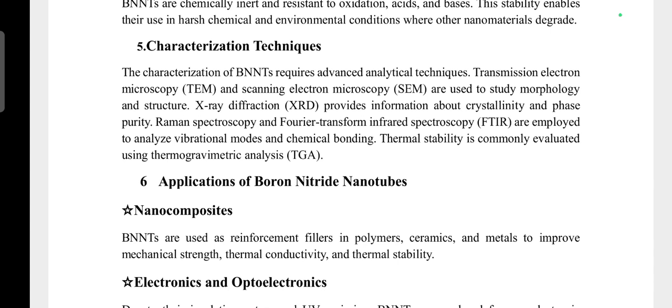The characterization of boron nitride nanotubes requires advanced analytical techniques. Transmission electron microscopy and scanning electron microscopy are used to study morphology and structure. X-ray diffraction provides information about crystallinity and phase purity. Raman spectroscopy and Fourier transform infrared spectroscopy are employed to analyze vibrational modes and chemical bonding. Thermal stability is commonly evaluated using thermogravimetric analysis, TGA.